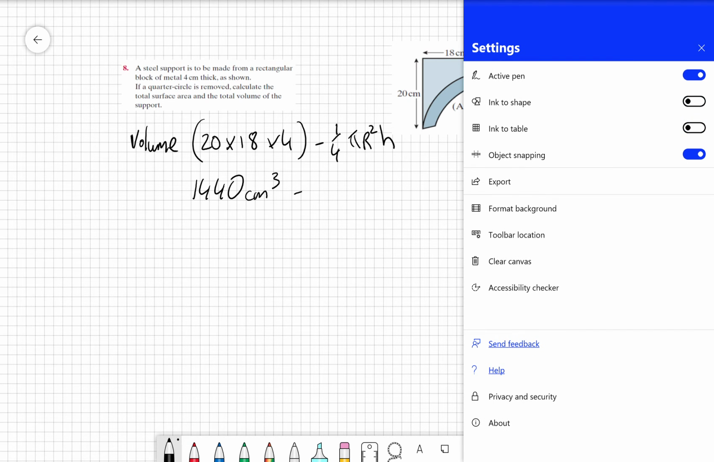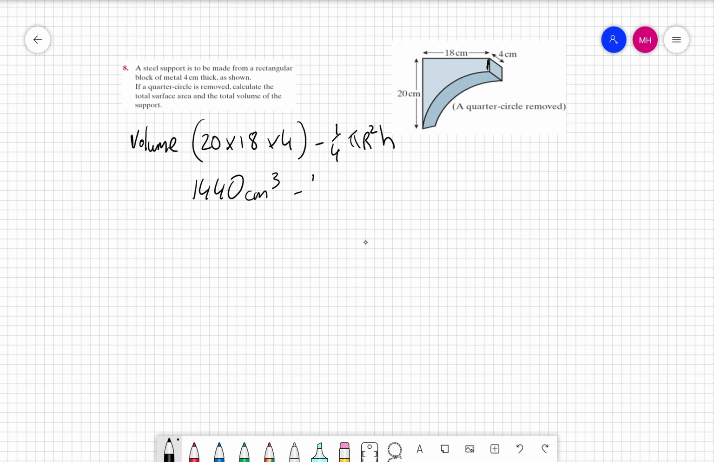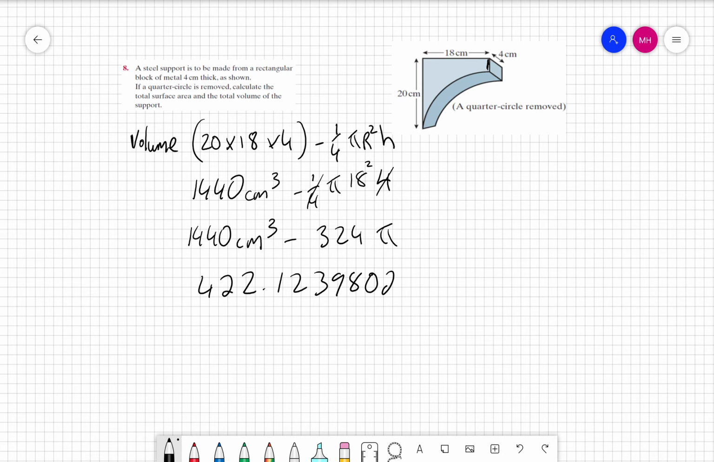a quarter pi, our radius is 18 and our height in this example is 4. The 4s are cancelling there, so it's 18 squared. So 18 by 18 is 324. So you've got 1440 centimeters cubed minus 324 pi. Stick it in your calculator. You're getting 422.123980 centimeters cubed.